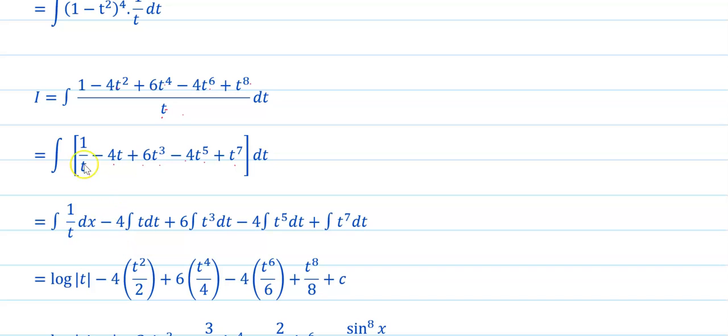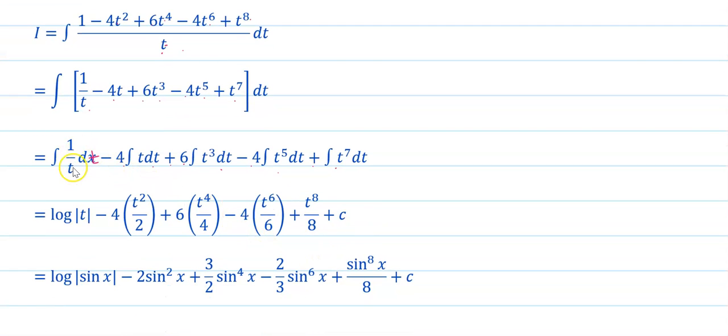Now integrate this. The integral of 1 upon t into dt, minus 4 integral t into dt, plus 6 integral t raised to 3 into dt, minus 4 integral t raised to 5 into dt, plus integral t raised to 7 into dt. What about the integral of 1 upon t? It's log of mod of t. Integral of t is t square upon 2, so 4 into t square upon 2. Next, integral of t cube is t raised to 4 upon 4, into 6. Integral of t raised to 5 is t raised to 6 upon 6, into 4. Integral of t raised to 7 is t raised to 8 upon 8 plus c.